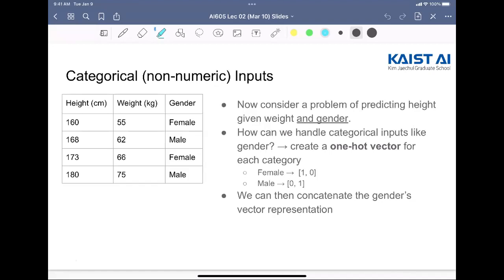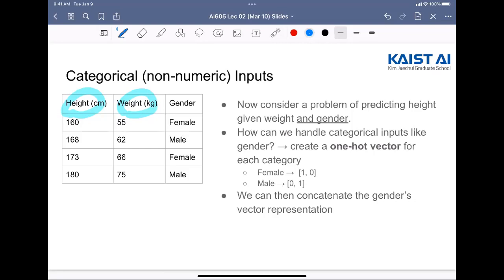real number inputs, right? Last time, for instance, predicting height given weight. But the thing is that we're not always seeing real number inputs. We might also see some categorical inputs like gender, for instance, when we're trying to predict the height, because apparently the height will also depend on the gender. So now let's consider a problem of predicting height given not just weight, but also gender. Then the question is, how can we handle such categorical inputs?